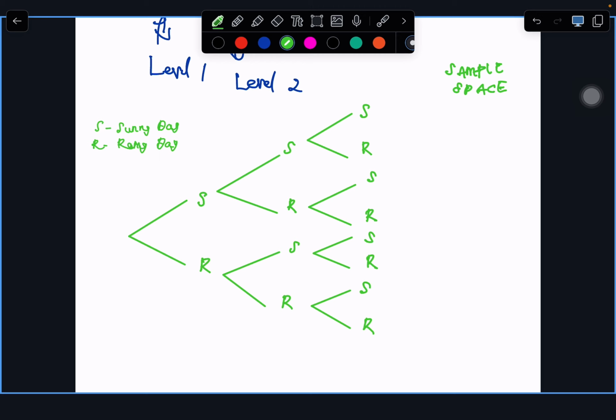If you go that path, what letters do you come across? Yes, S, S, S. Second one, S, S, R. Third one, S, R, S. Fourth one, S, R, R. Next one, R, S, S. R, S, R. Then R, R, S, and the last one is R, R, R. So that is our sample space.